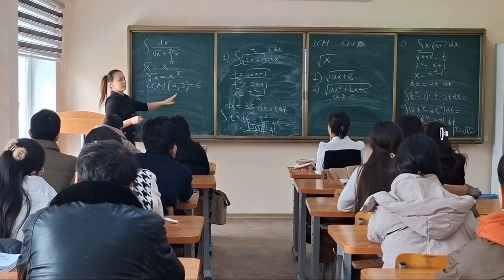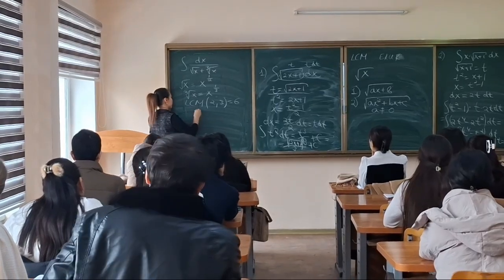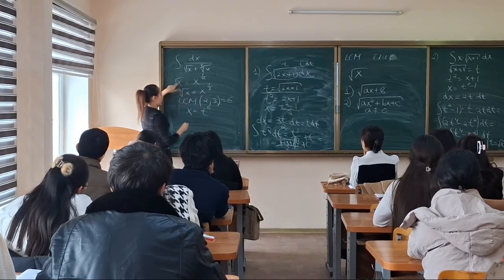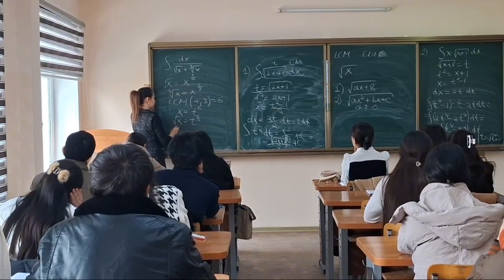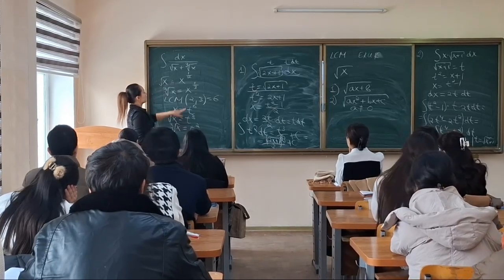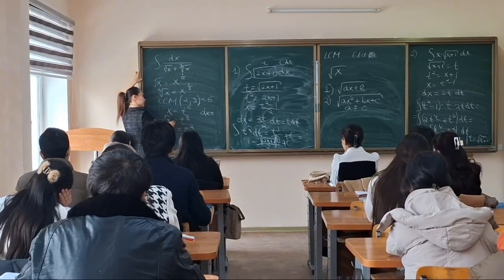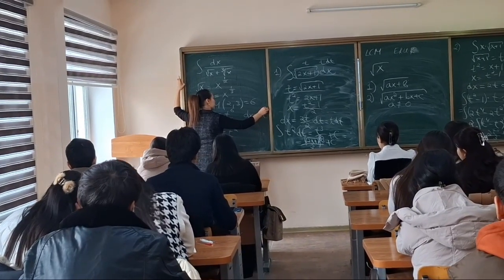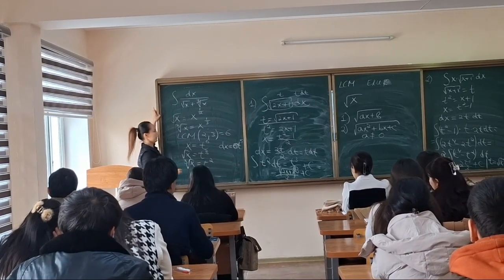6. And next step, we should substitute x with t to the power 6. And as a result, the square root of x becomes t cubed. The cube root of x becomes t squared. And we should find dx. It is 6t to the power 5 dt.